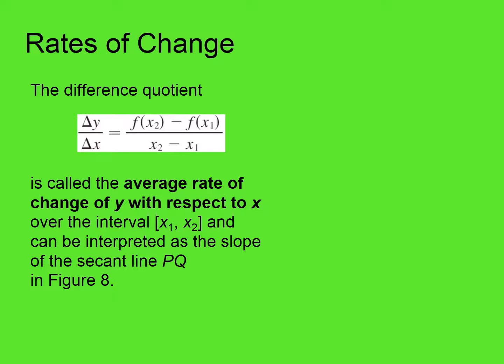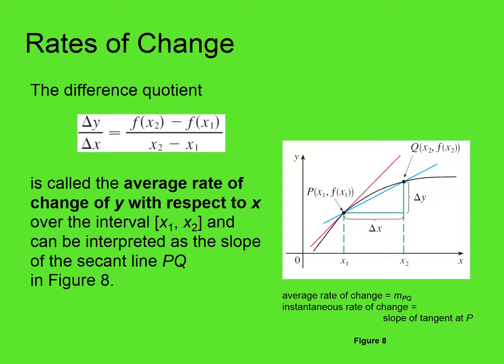It's called the average rate of change of y with respect to x over the interval x1 to x2 and can be interpreted as the slope of the secant line PQ in figure 8. Slope of the secant line, right? It's the slope of the blue line because it's y2 minus y1 over x2 minus x1.